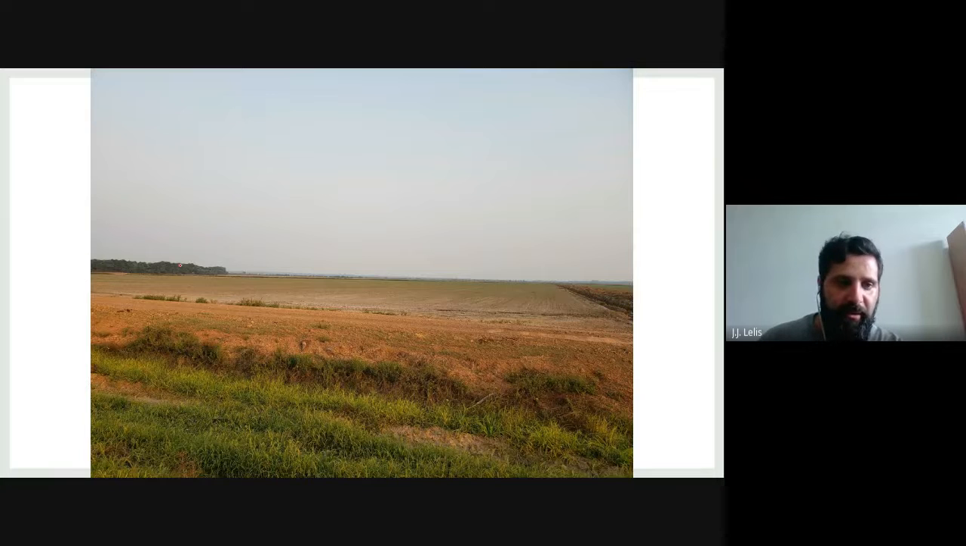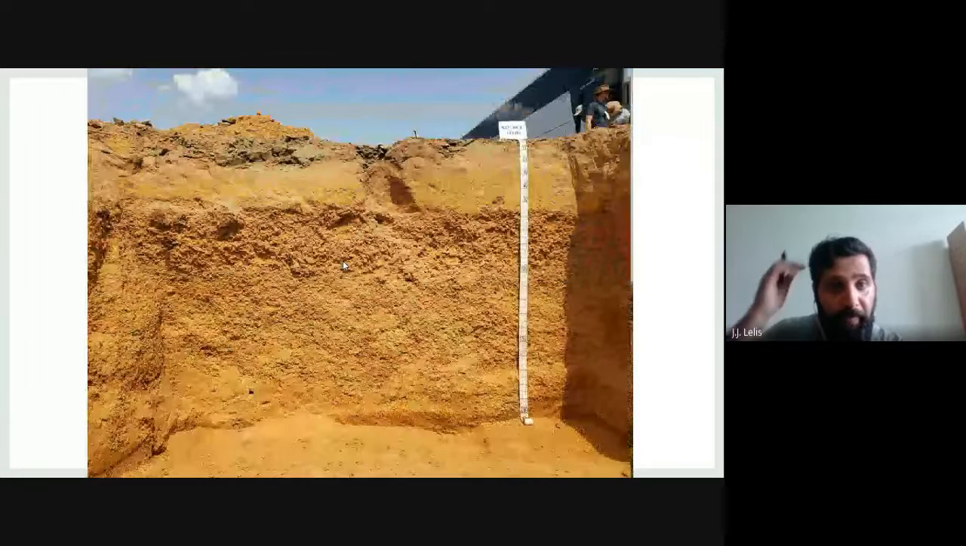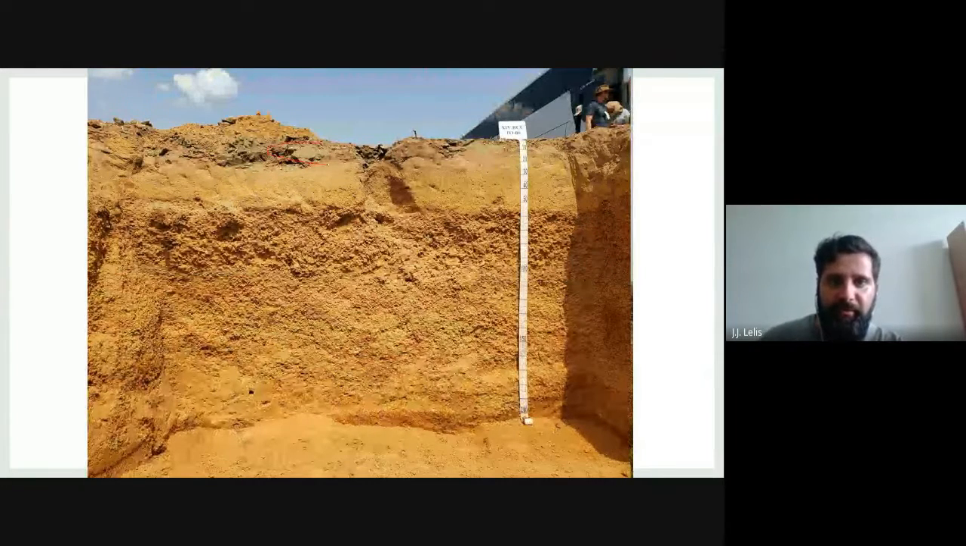We can see here the influence and the creation of this surface horizon by the agriculture in this area. And here we can see these dark colors.